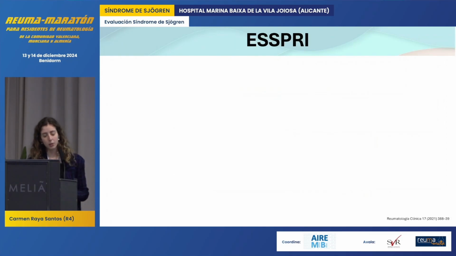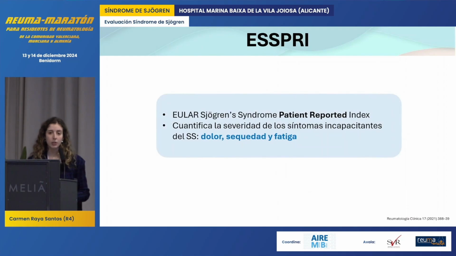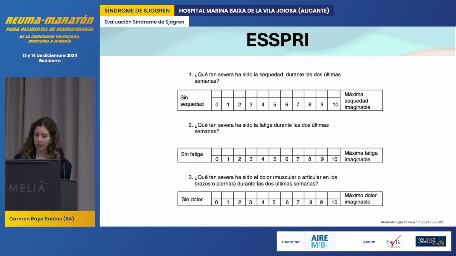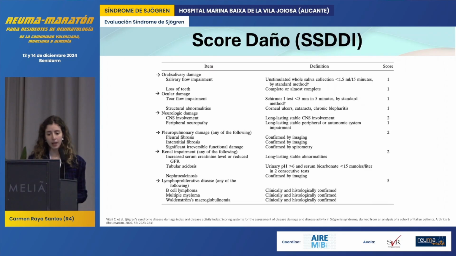And then we have another index, which is the ESSPRI, which allows us to assess the severity of disabling symptoms, evaluating pain, dryness, and fatigue. These are the questions asked in this index, where we see that 0 would mean no symptoms and 10 would be the maximum. And then we have this score, which measures chronic damage, where the score ranges from 1 to 5. The maximum is 5. And it takes into account oral involvement, ocular involvement, neurological involvement, pleuropulmonary involvement, renal involvement, and lymphoproliferative involvement, which scores the highest, with 5 points.